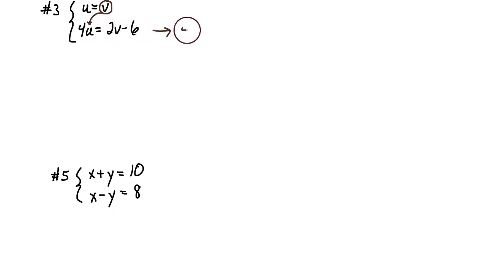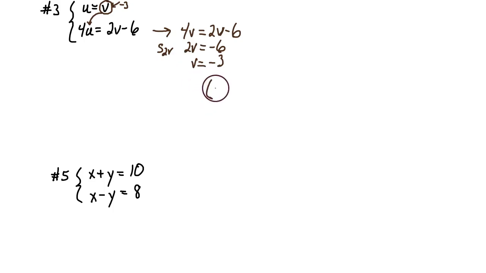That creates 4v equals 2v minus 6. Now we can solve this equation for v. Subtract 2v from both sides, we get 2v equals negative 6. And divide by 2, we get v equals negative 3. We're halfway done. Now we need to find the solution for u. Take the answer for v and substitute it into that first equation. And it will say u equals negative 3. So now we know the answer for u. As an ordered pair, u is negative 3 and v is negative 3.